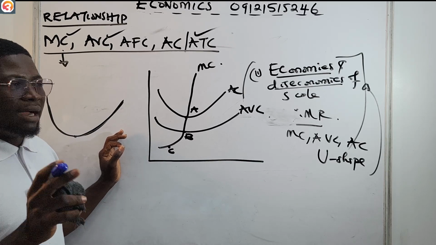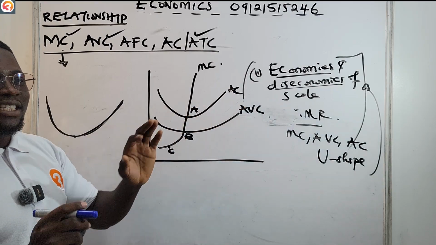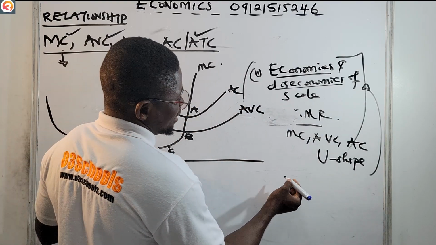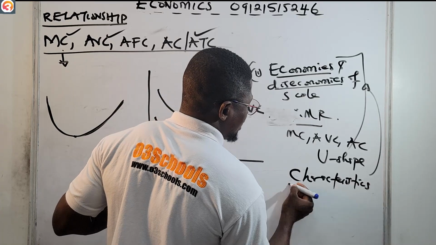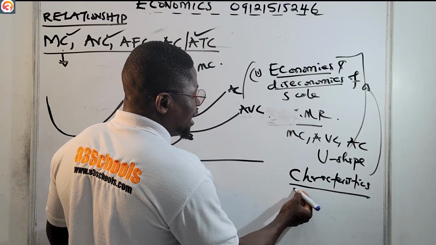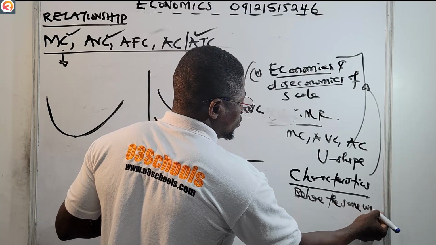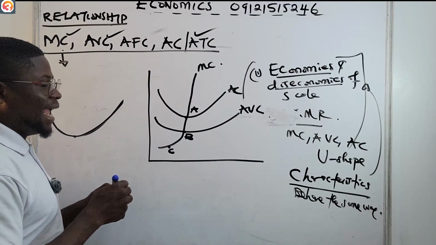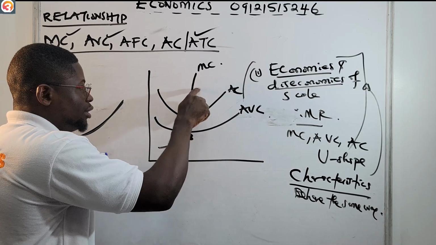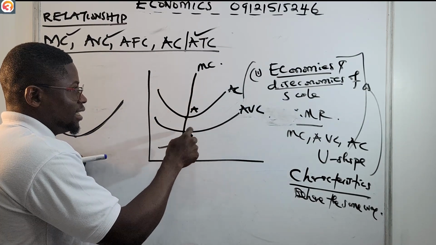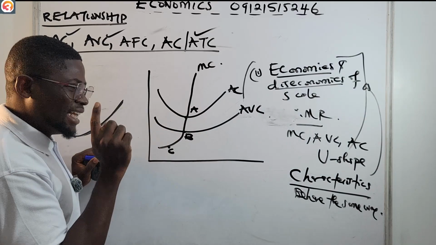Now it is important to know that both the average variable cost and the average total cost exhibit the same characteristics. That means they almost behave the same way. Why do we say that? If you observe very well, as this MC is cutting below the average total cost and the average variable cost, what do you observe?